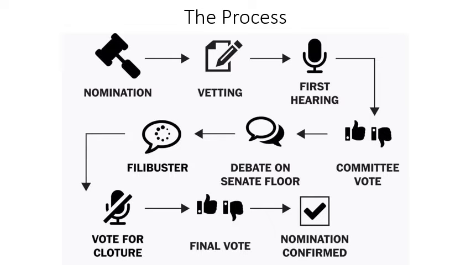This is a nice little overview of the process. So the first step is nomination, then there's vetting, first hearing, that's in the Senate Judiciary Committee, then a committee vote, then a debate on the Senate floor, and then there's the possibility, there was, of a filibuster. The filibuster is now dead, so you don't need a vote for cloture. And then a final vote, and then confirmation, if indeed the person is confirmed.